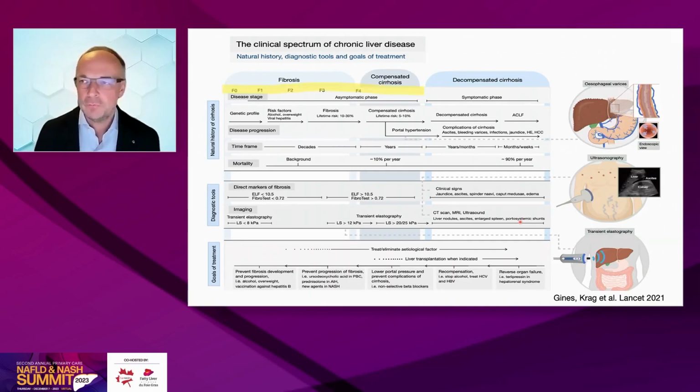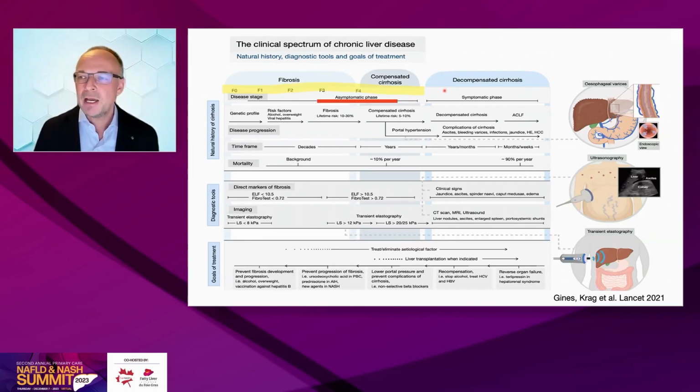How does this unfold? This table is describing the natural history of the spectrum of liver disease. The top one here is the natural history. We have disease progression here, and that is actually progression over a number of stages.